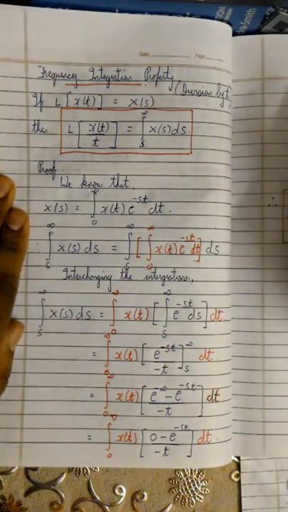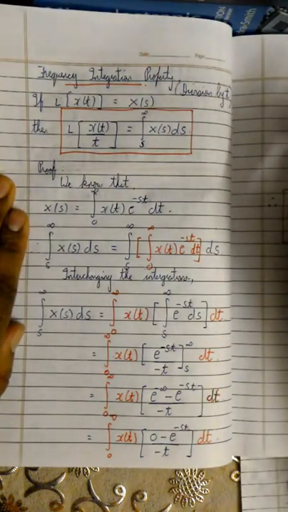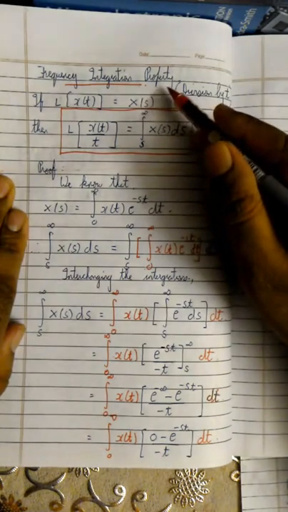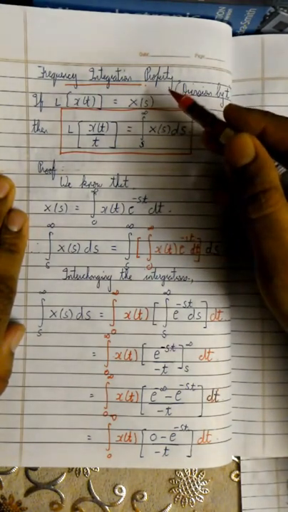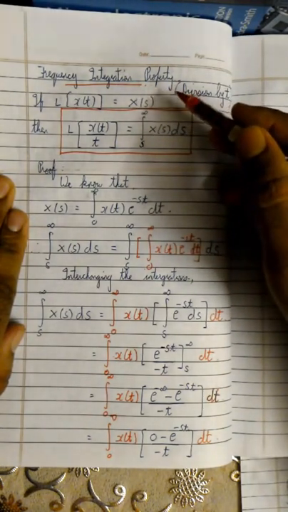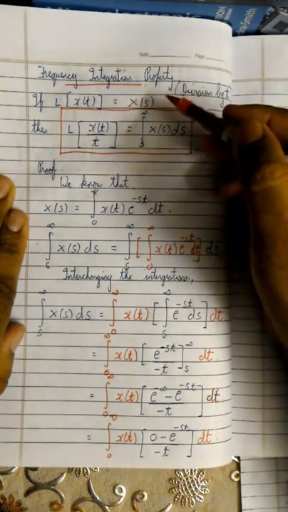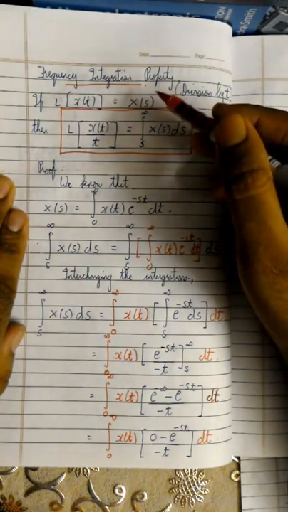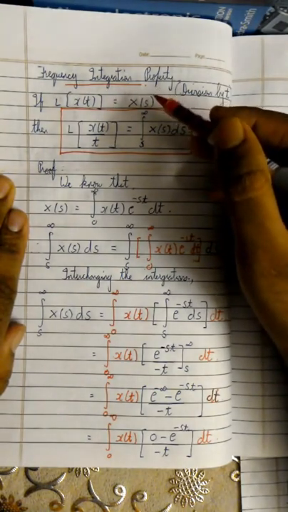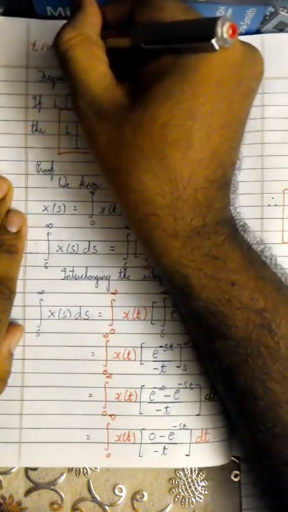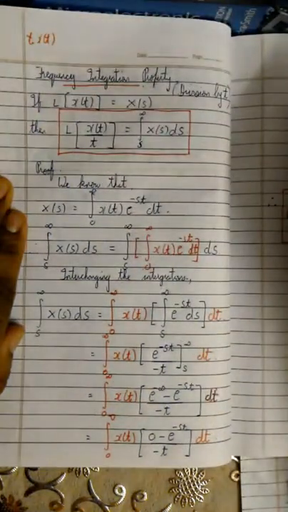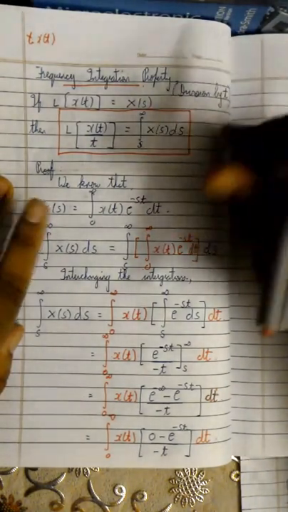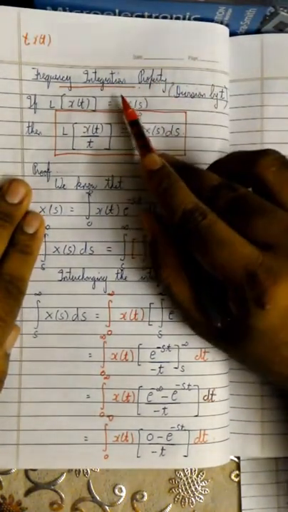Hello all. In this video, I'm going to explain the frequency integration property. Last video we learned about the frequency differentiation property, which we apply when the signal is multiplied by the time function t. Anywhere you see t into x of t, you immediately apply the frequency differentiation property. Likewise, this is called the frequency integration property.